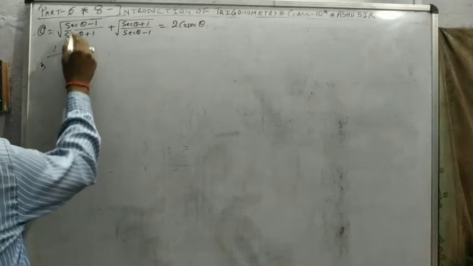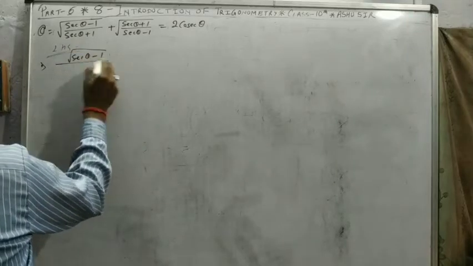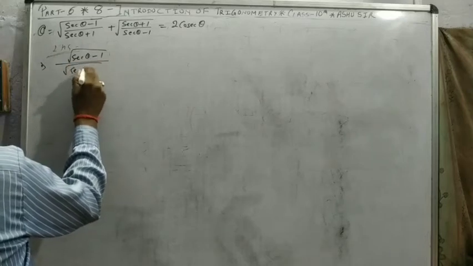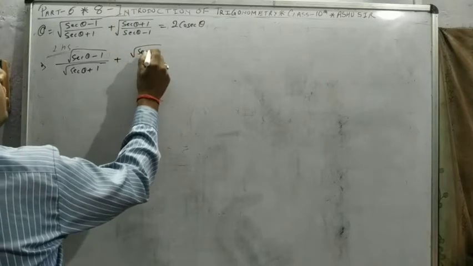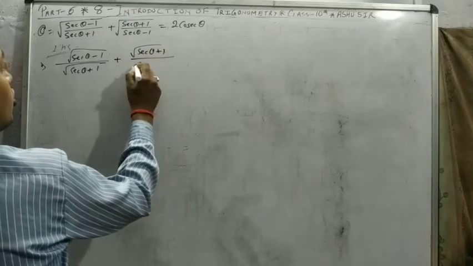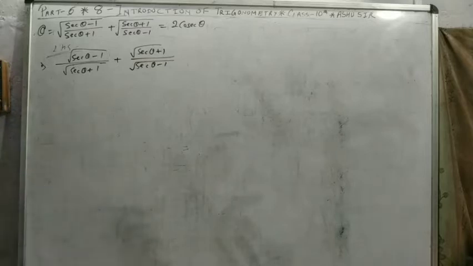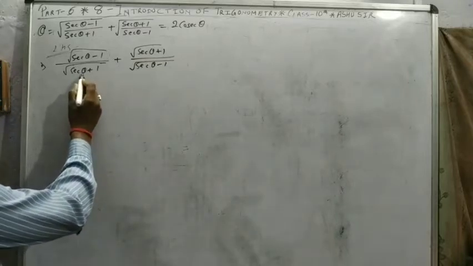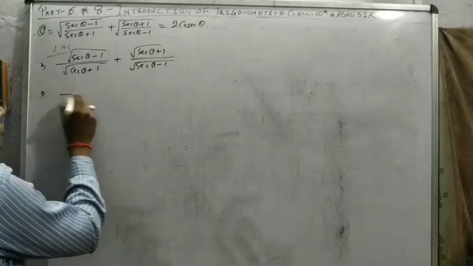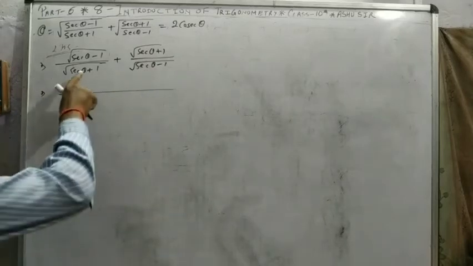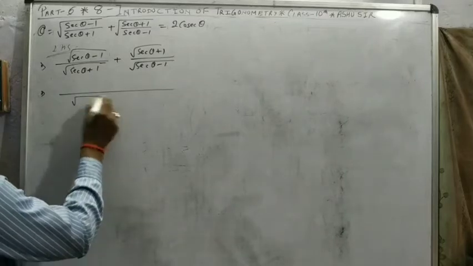We can write here sec theta minus 1 root, sec theta plus 1 root, meaning separate roots in numerator and denominator form. One more, different question: here in the denominator, sec plus 1 and sec minus 1 roots form. So in these types of questions, when you get the conjugate form in the numerator or denominator, we will take the LCM.